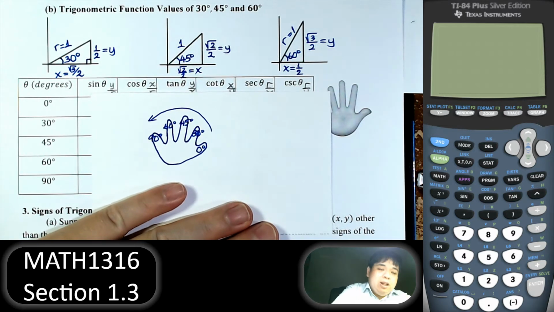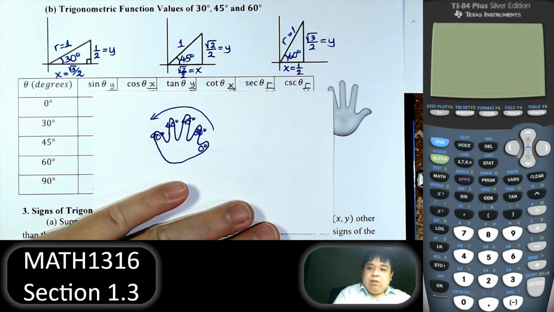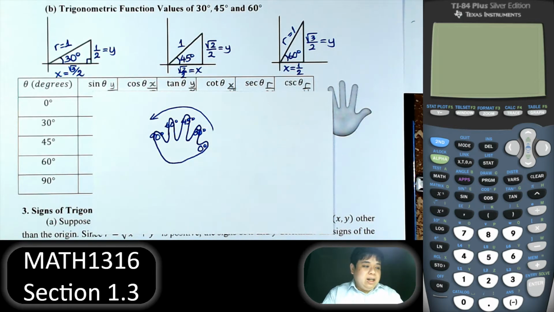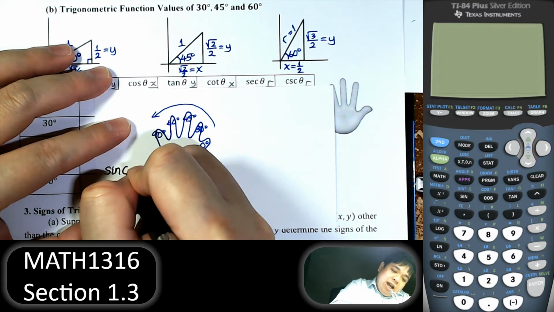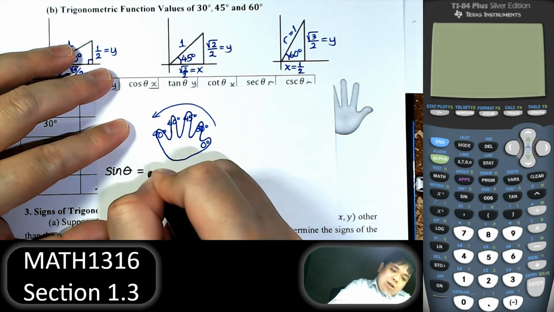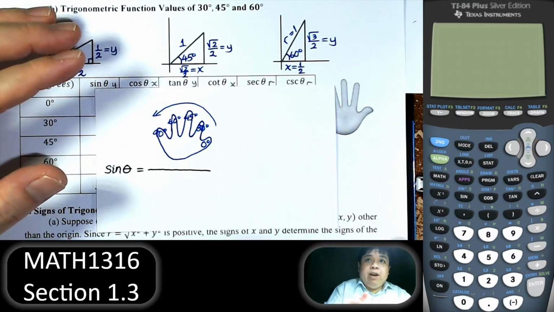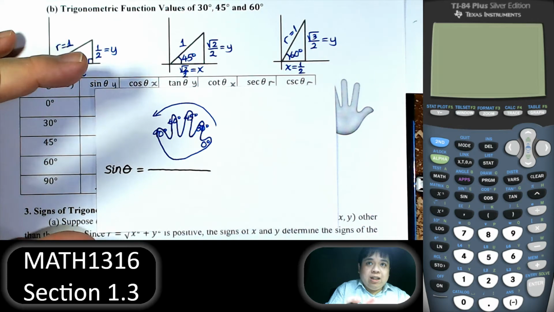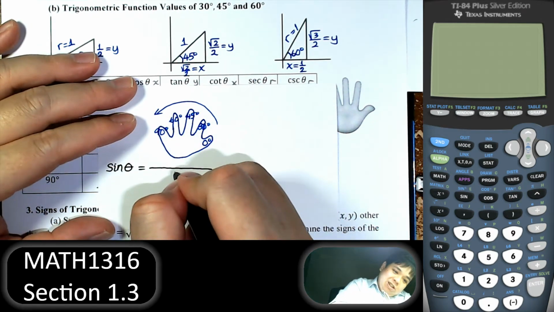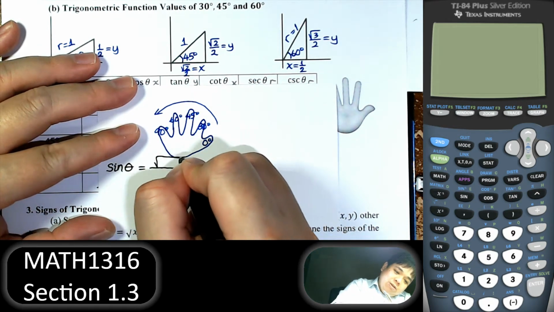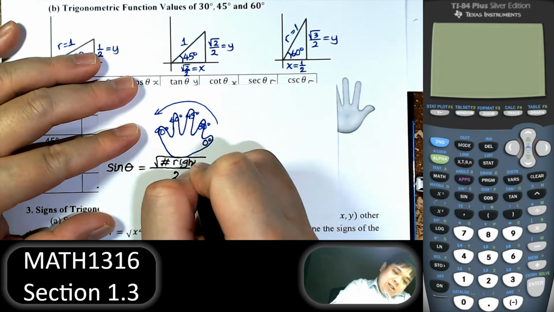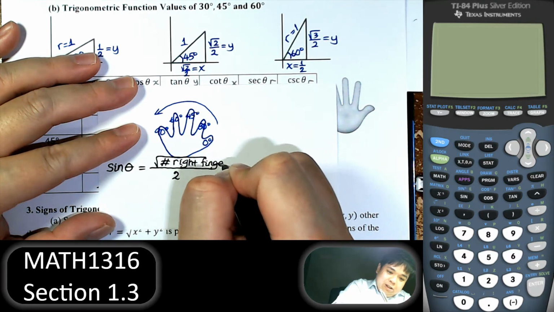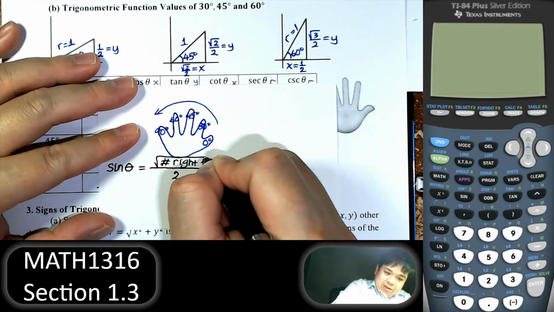Now go from left counterclockwise. Now we define this thing. The sine of whatever the angle is will be equal to the square root of the number of the finger on the right divided by 2. I found this on the internet.